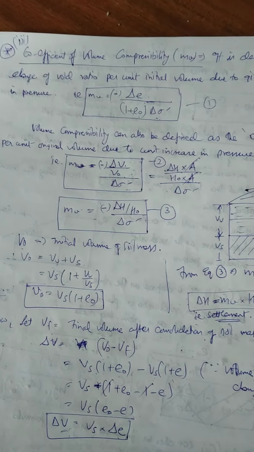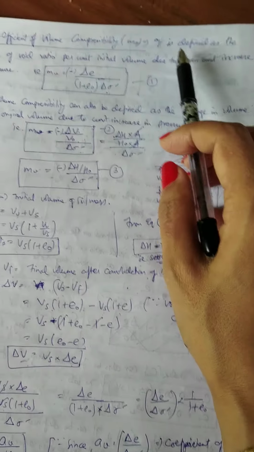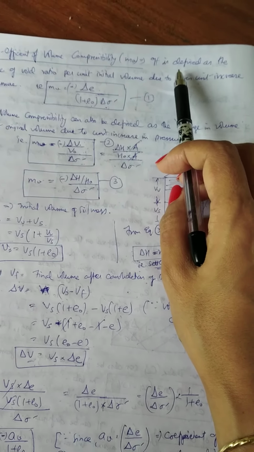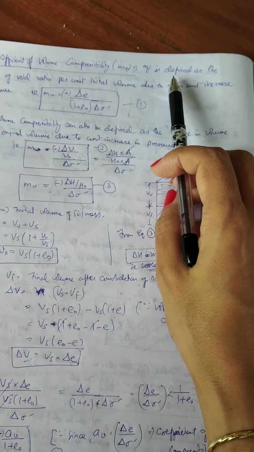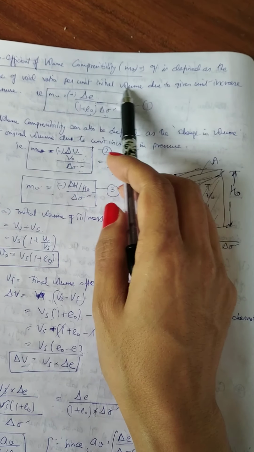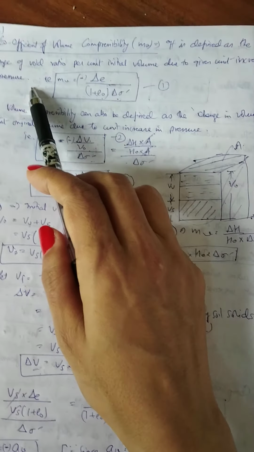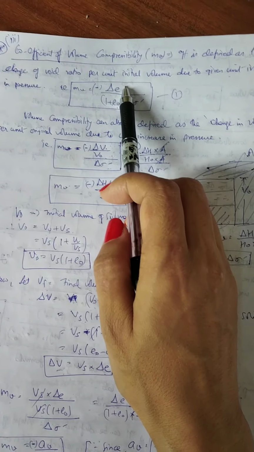It is denoted by MV. So the definition given by Mr. Terzaghi is that the volume compressibility coefficient can be defined as the change in the void ratio per unit initial volume due to a given increase in pressure. Alright, so according to the definition we can write the relation like this.